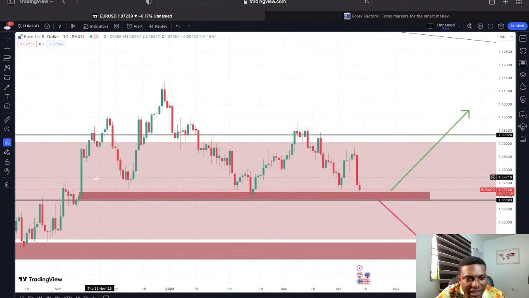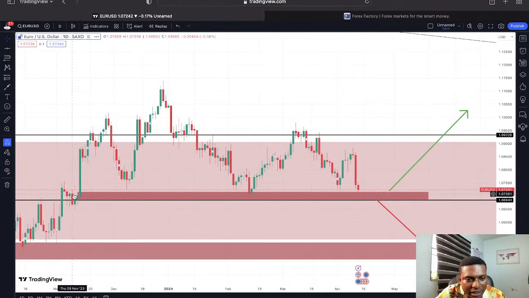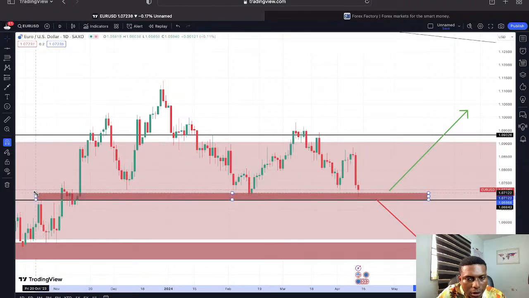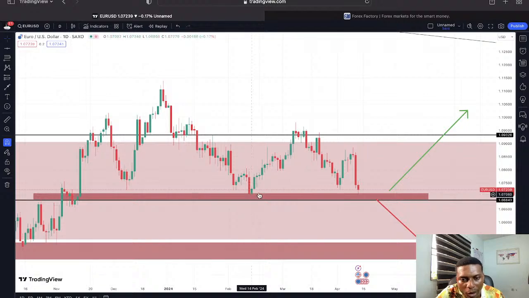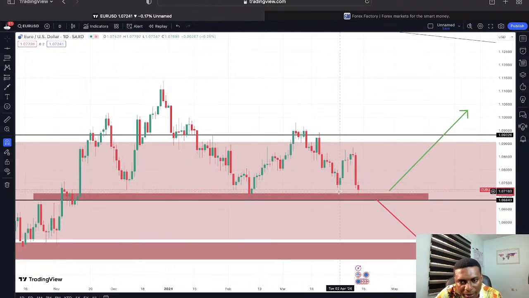So now we can see that right on this level here, the support zone is strong. We can see how when price came down to this level, price moved up. When price came down here, price moved up as well. So this level is showing a very strong support level.